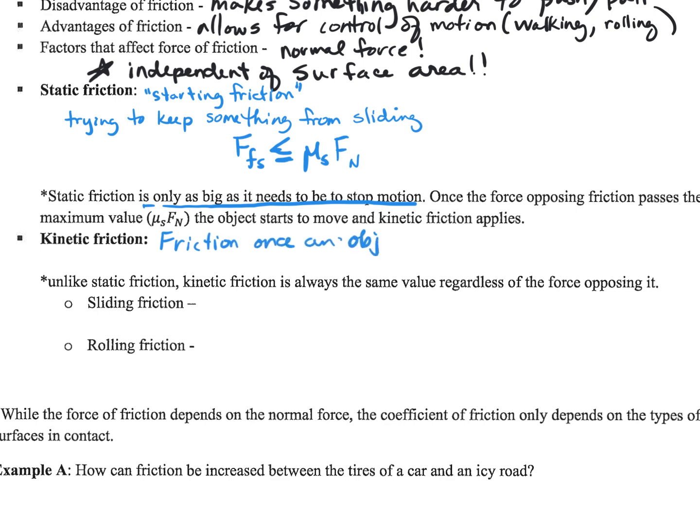Once an object is already moving, okay? Unlike static friction, kinetic friction is always the same value. In other words, the force of friction kinetic is equal to mu sub k times the normal force, but it's equal. So this guy is less than or equal to, but this guy is just equal to.